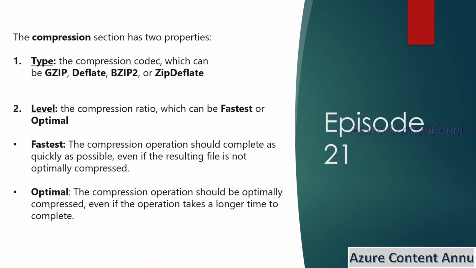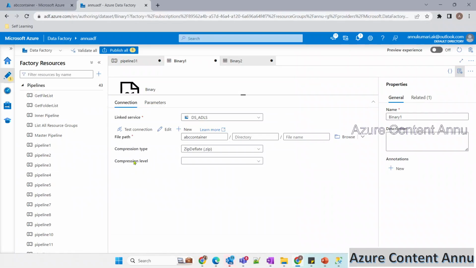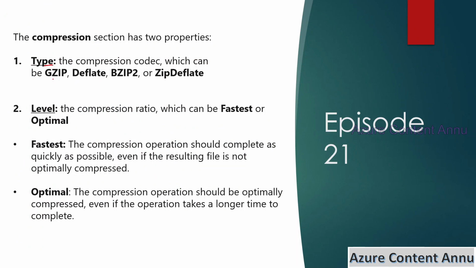As we discussed, we have two things that we need to select. One is compression type and the other one is compression level. In compression type, we have various options as we have seen: gzip, deflate, bzip2 and zip deflate. These are a few of the options. And in compression level, we have two options: fastest and optimal. When we select fastest, the copy activity will try to complete the execution as quickly as possible. It will not bother about how precisely or how optimally the compression is done, but it will try to complete the execution as soon as possible.